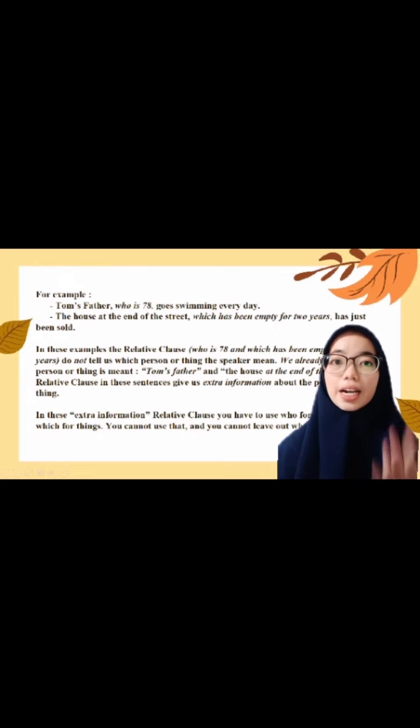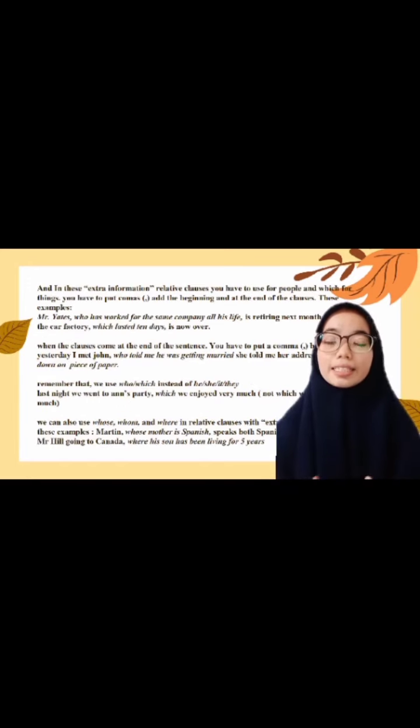In this extra information relative clause, you have to use who for people and which for things. You cannot use that, and you cannot leave out who or which. And in this extra information relative clause, you have to put commas at the beginning and the end of the clause.